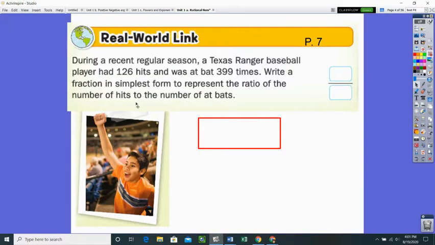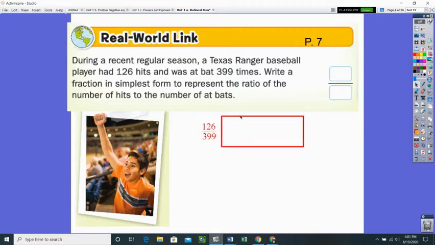So here's a real world example. We have a Texas Ranger baseball player that made 126 hits out of being at bat 399 times. We want to write a fraction, and then we want to put it in simplest form. So we're comparing the number of hits, which would go on the numerator, to the total at bats. And there is our fraction, and here is our rational number.